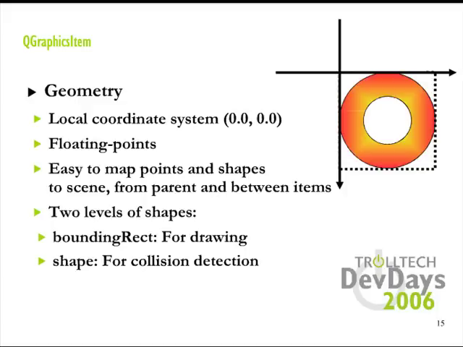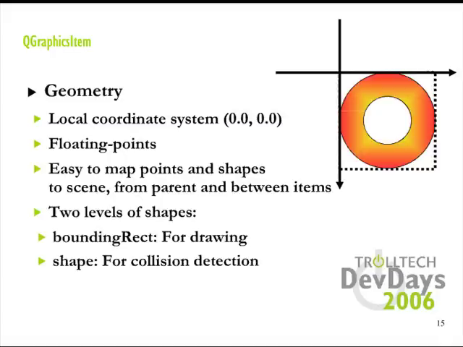Now the graphics items operate on two different kinds of shapes. The most basic shape is the bounding rect. The bounding rect is used by the graphics view when it's drawn to define the smallest rectangle that encapsulates this entire item. The shape, on the other hand, is a closed shape that sits very tight to the edge of the item that can be used for hit detection. So if you're hovering over an item and you need to know if the mouse is over this item or not, then you would use the shape. But if you're just going to repaint this item, you would use the bounding rect.